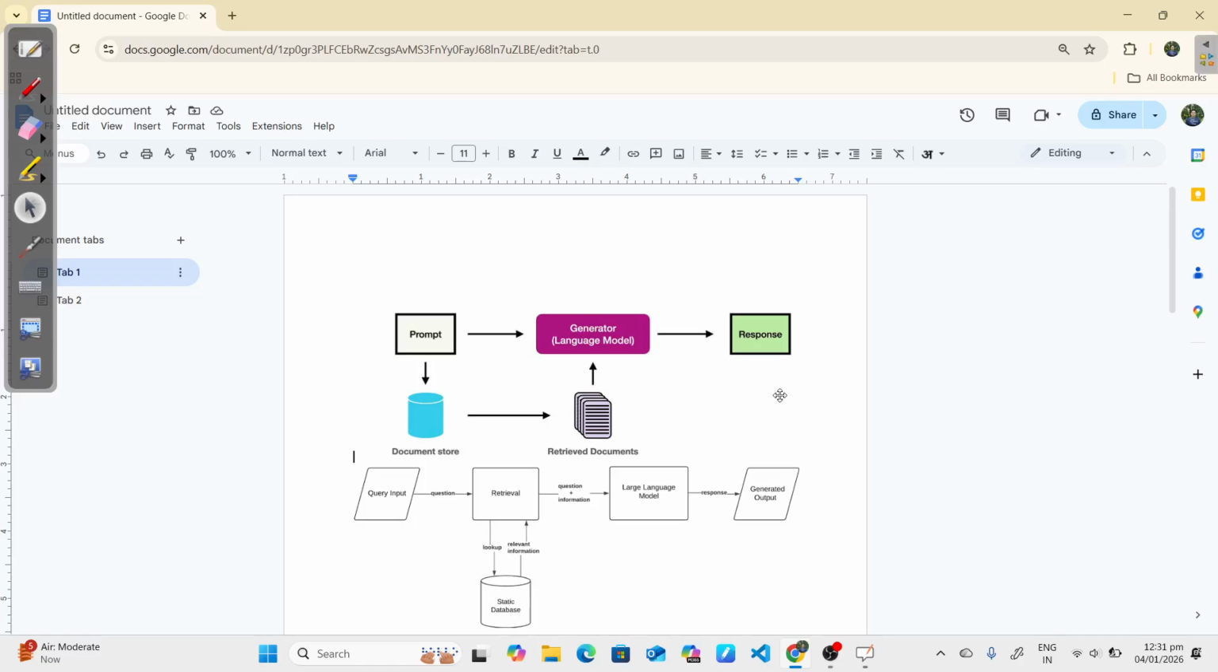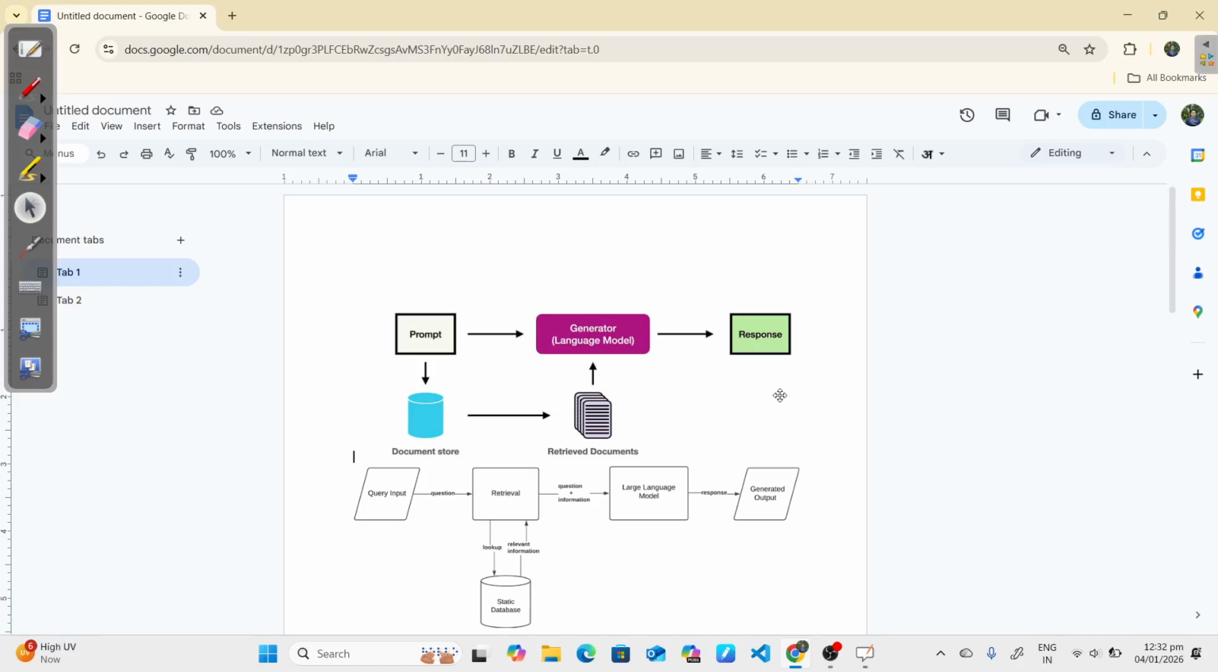Today we are going to talk about retrieval augmented generation, which is very popular nowadays everywhere in the AI world. People are very crazy about RAG systems. They want to build RAG-based AI or agentic AI. So basically, what is retrieval augmented generation?